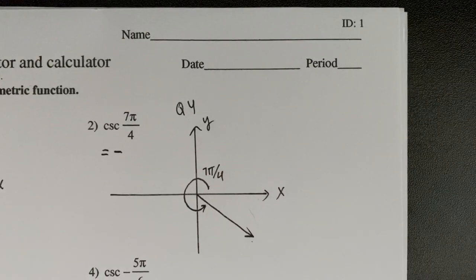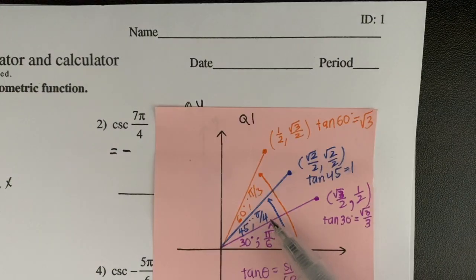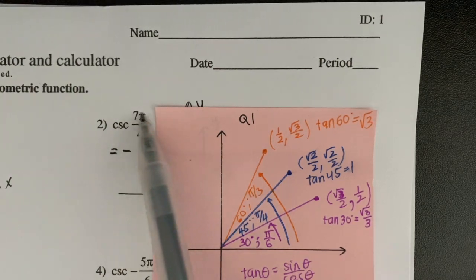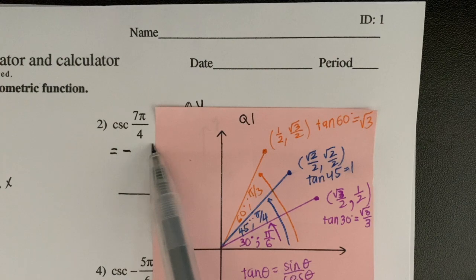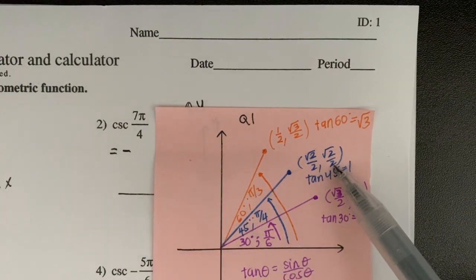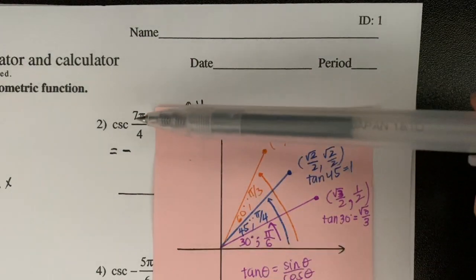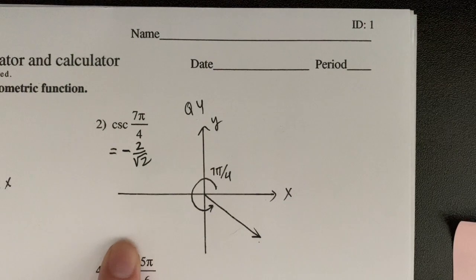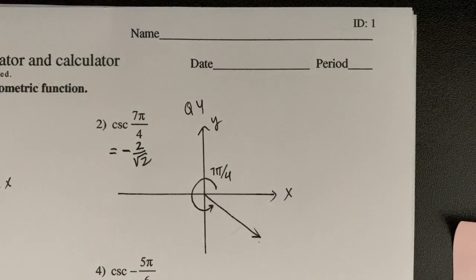Now let's refer to our first quadrant. When your angle is a multiple of pi over 4, cosecant is the reciprocal of sine. So we're going to look at that sine value for our radian measure. So sine of a multiple of pi over 4 is going to be root 2 over 2. But since we're looking for cosecant, we want to take the reciprocal. So I get that it's equal to negative 2 over root 2.